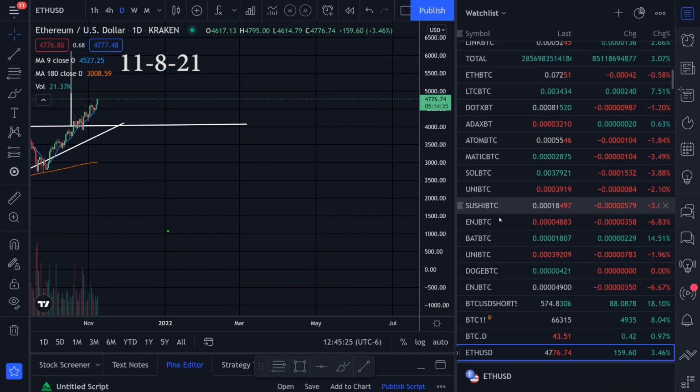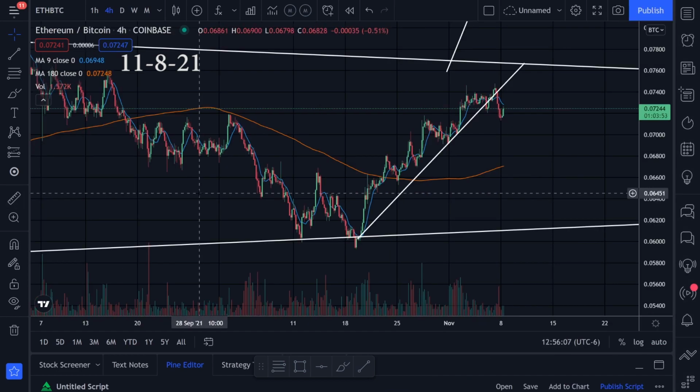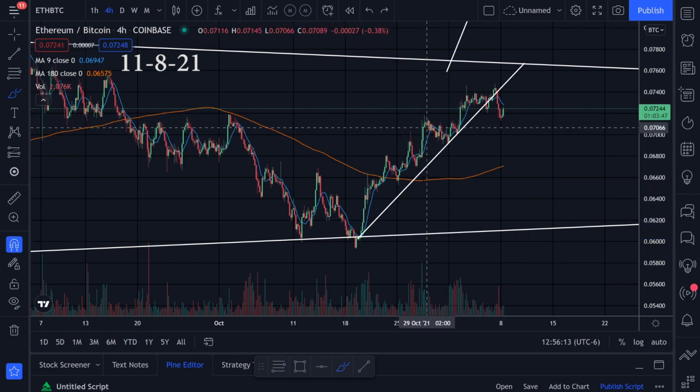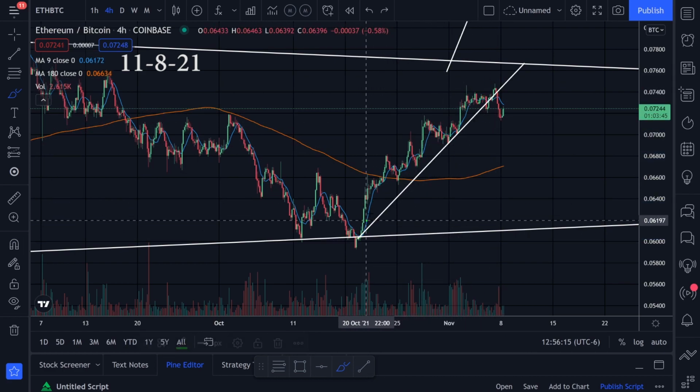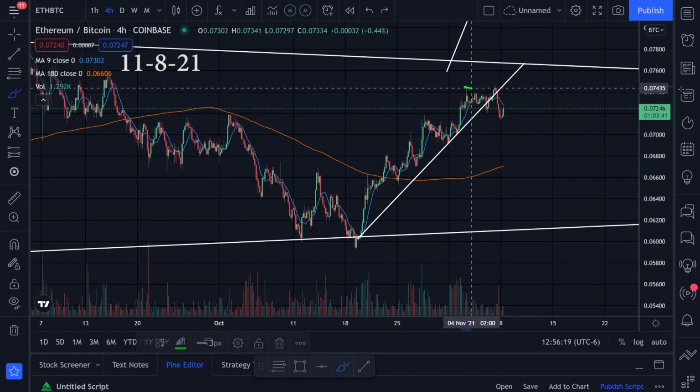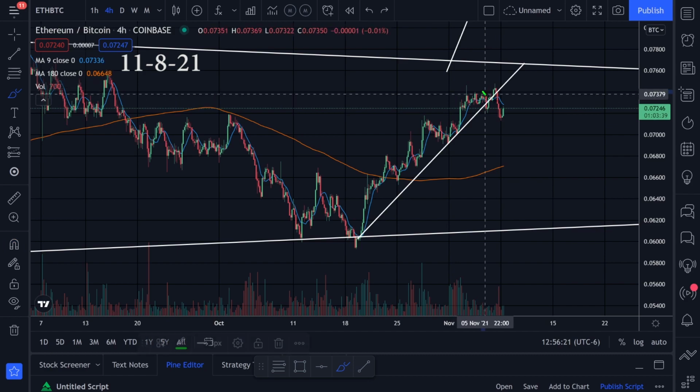Let's jump over to the Bitcoin to Ethereum chart though. Okay, so we're on the Ethereum to Bitcoin chart. We're on the 4-hour time frame, and here we have some support. In general, we're going up on this uptrend right here, bouncing on that uptrend. It looks like we're breaking through it right here, kind of going sideways right now, or going to the downside.